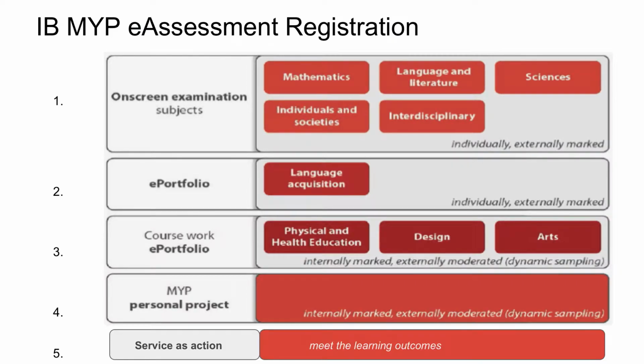All Grade 10 students register for International Baccalaureate Middle Years Program eAssessment. There are 5 parts to eAssessment. Firstly, students take on-screen exams in the 5 subjects shown in the box here. Secondly, students complete an e-portfolio or electronic portfolio in language acquisition. They also complete a coursework e-portfolio in PE, design and their arts subjects. They complete the personal project and they must meet the learning outcomes for services action.